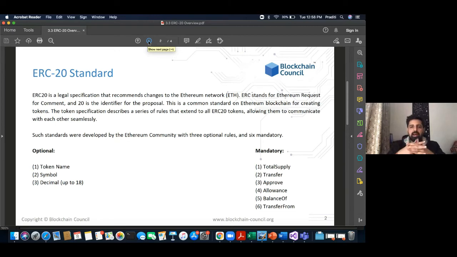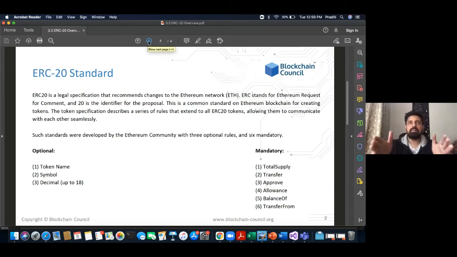ERC stands for Ethereum Request for Comment, and 20 is the identifier for the protocol. This is a common standard on the Ethereum blockchain for creating tokens. The token specification describes a series of rules that extends to all ERC20 tokens, allowing them to communicate with each other seamlessly. Whenever you want to build a token on top of the Ethereum blockchain, you need to follow the standards. If you don't want to follow the standards, you can still build a coin using the smart contract.